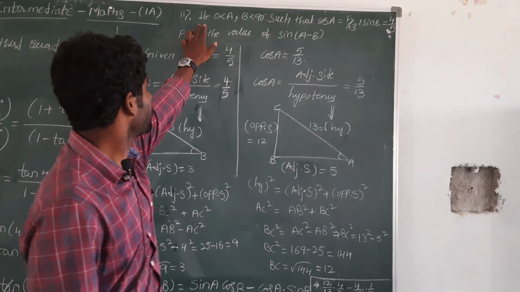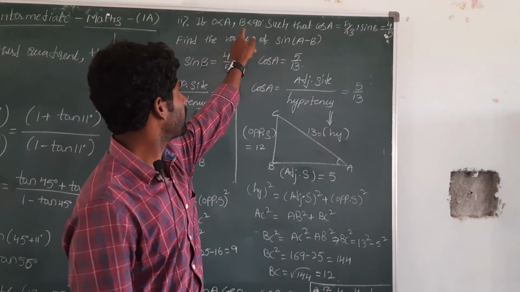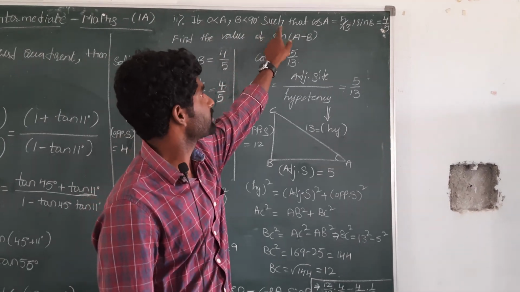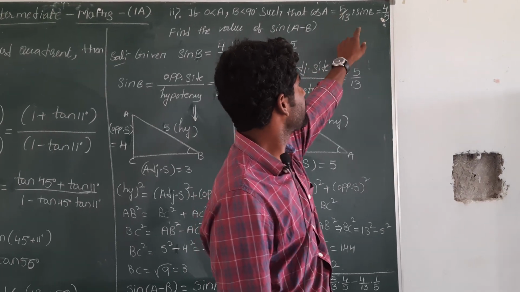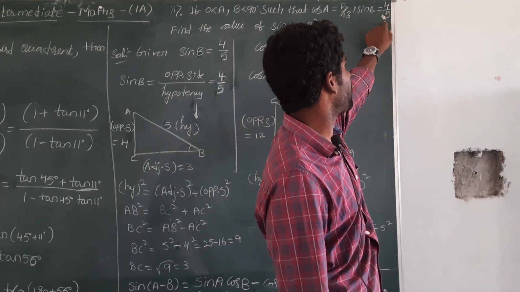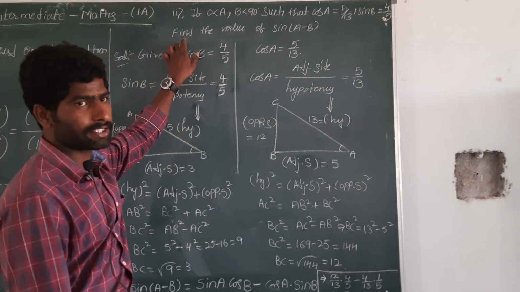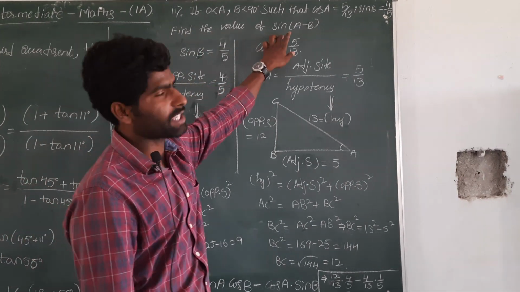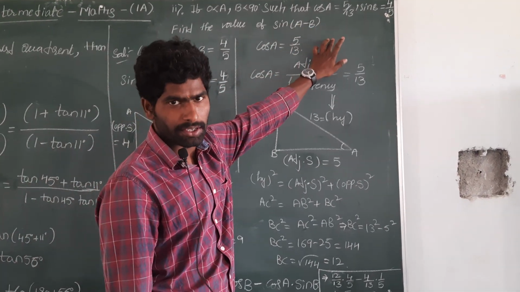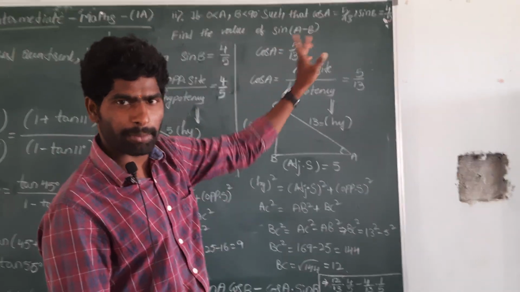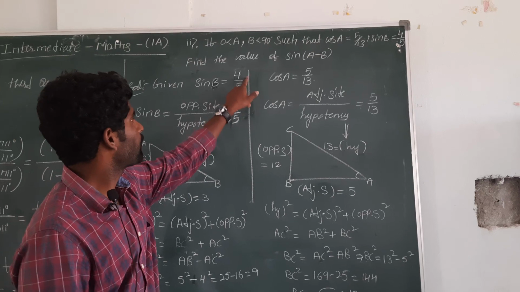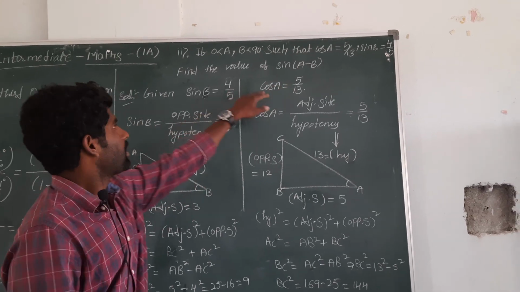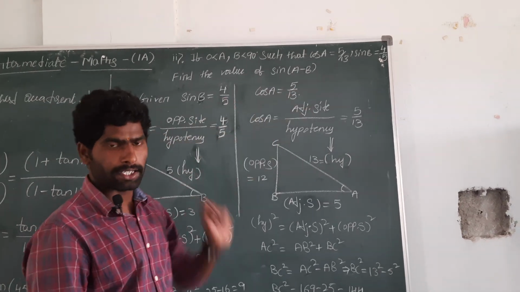Second question: if 0 less than a, b less than 90 degrees such that cos a is equal to 5 by 13 and sin b is equal to 4 by 5, find the value of sin a minus b. Given sin b is equal to 4 by 5, cos a is equal to 5 by 13.